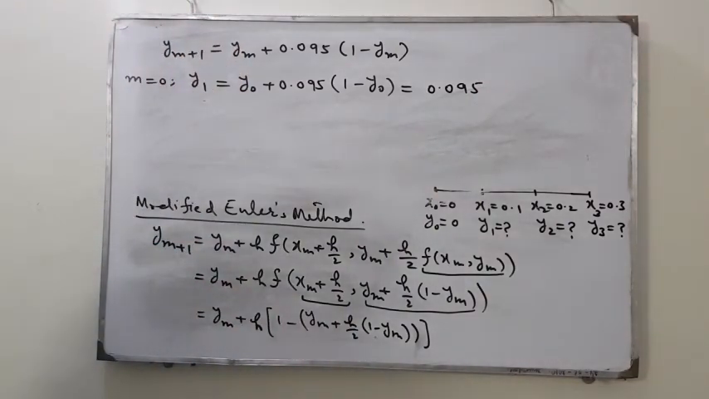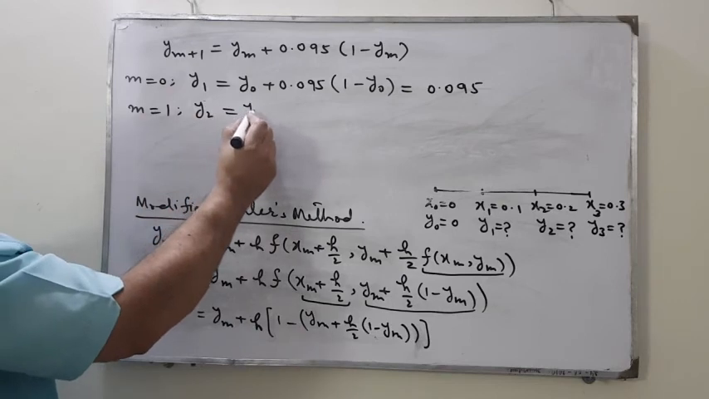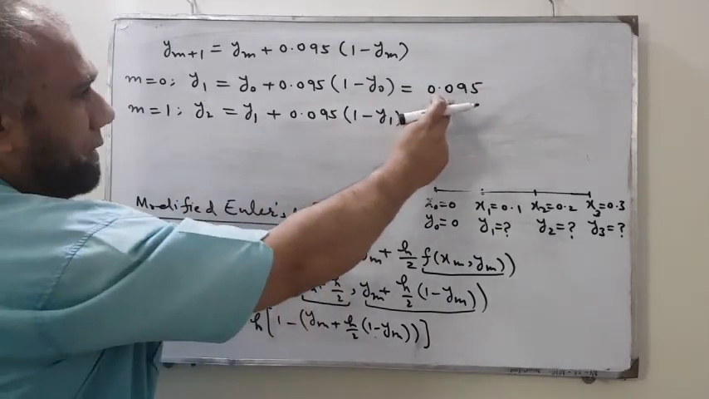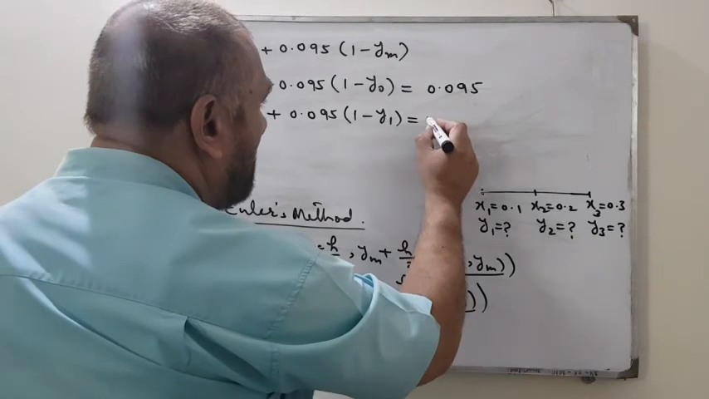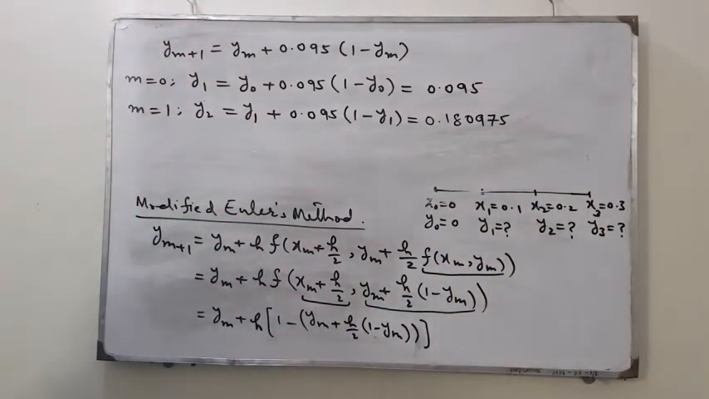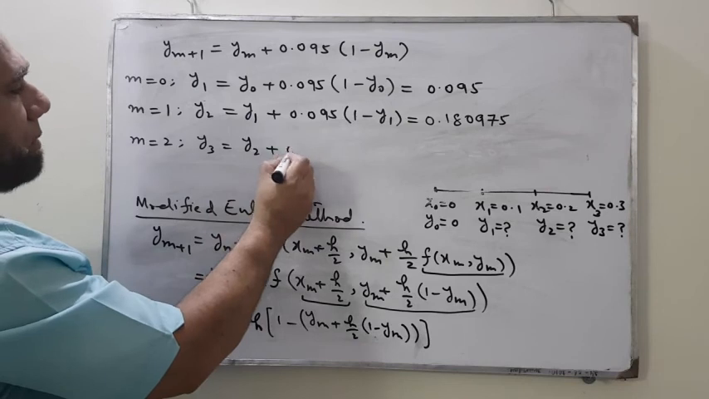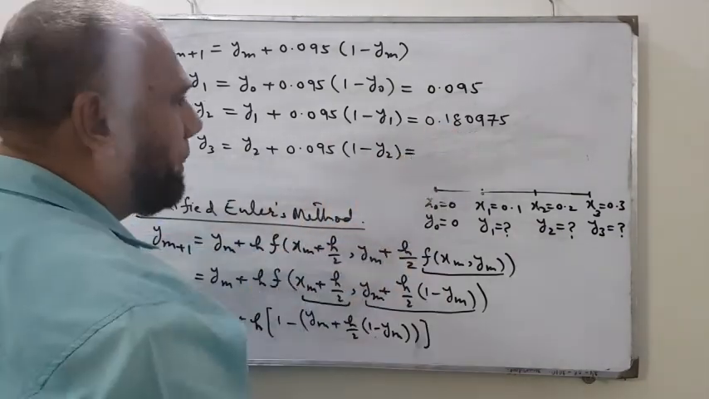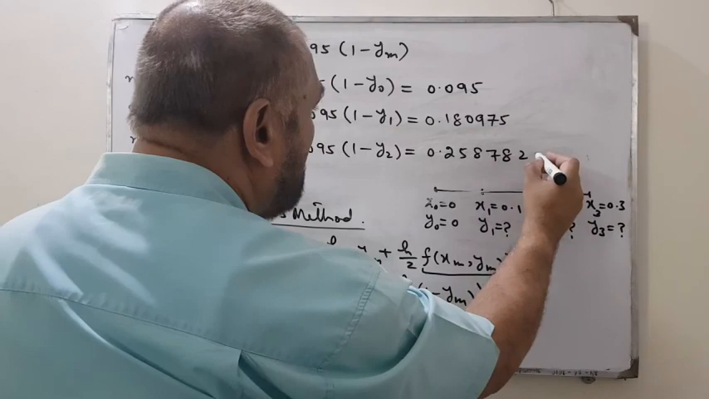It's not very complicated. The next is taking m equals 1. On the left side, this gives you y2. On the right side, it is y1 plus 0.095 into 1 minus y1. So y1 we have calculated. We can put it here and here. And simplifying, the net result we obtain is 0.180975. This is the second output. And the third output, for m equals 2, is y3 equals y2 plus 0.095 into 1 minus y2, and again substituting the value of y2 from here and simplifying will give you 0.258782375, whatever it is.